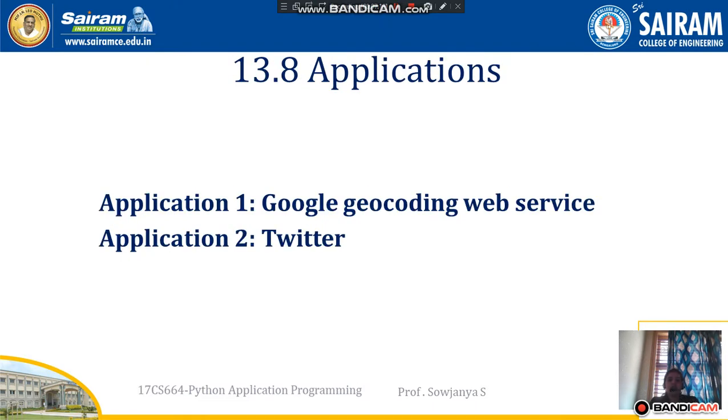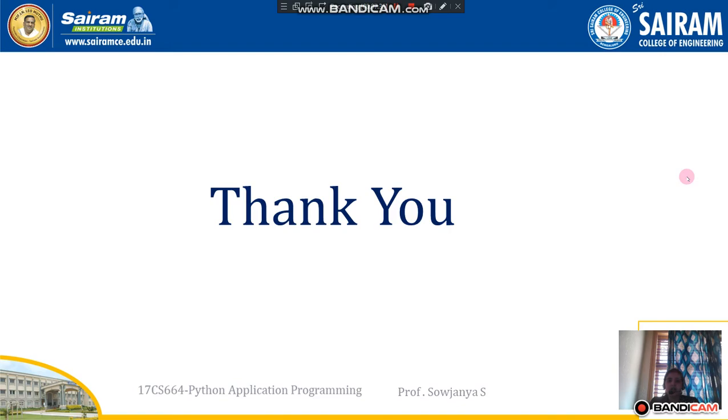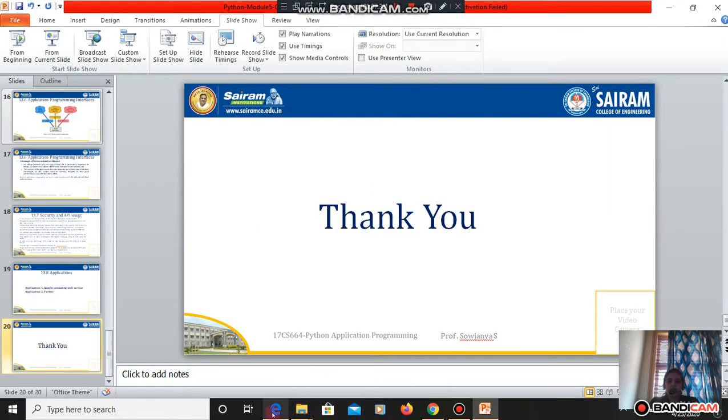Now when it comes to the applications, we have two important applications of this, that is the Google geocoding web service and Twitter. Okay, so we have considered two important applications, how we can access the data for these public applications. Let us see one example.